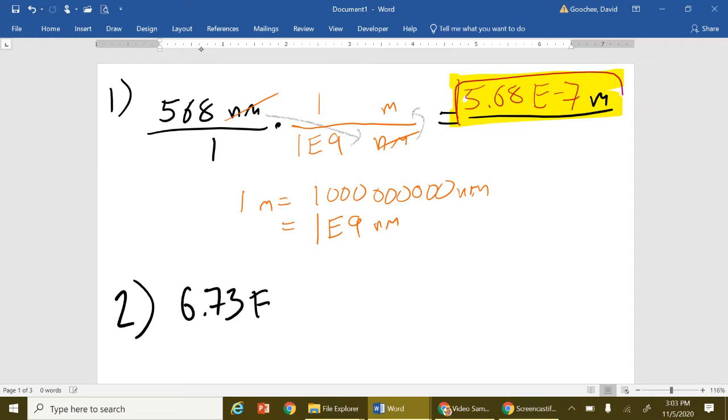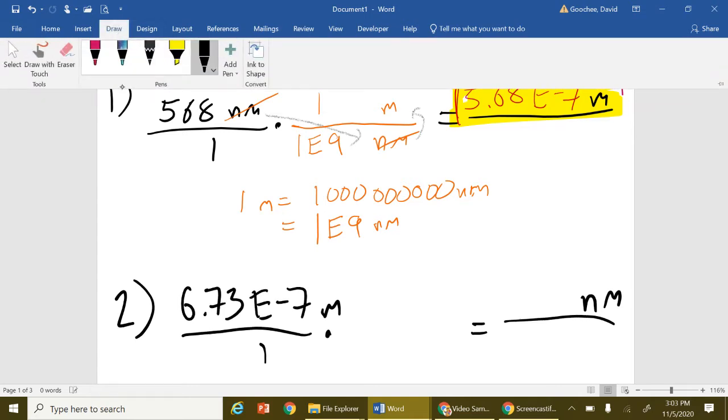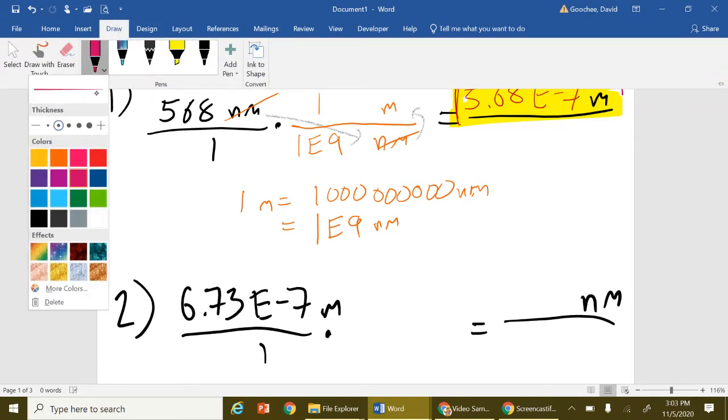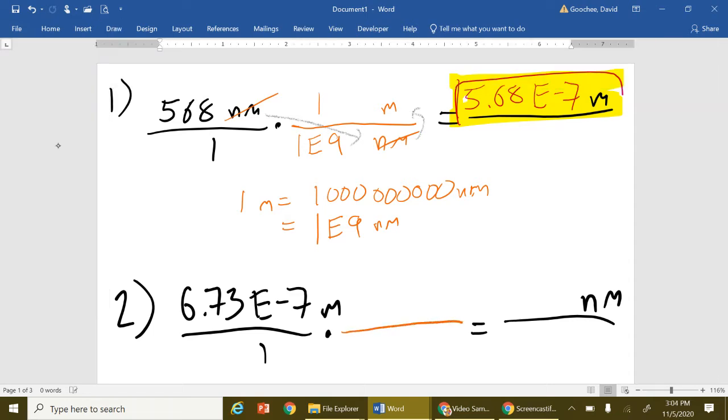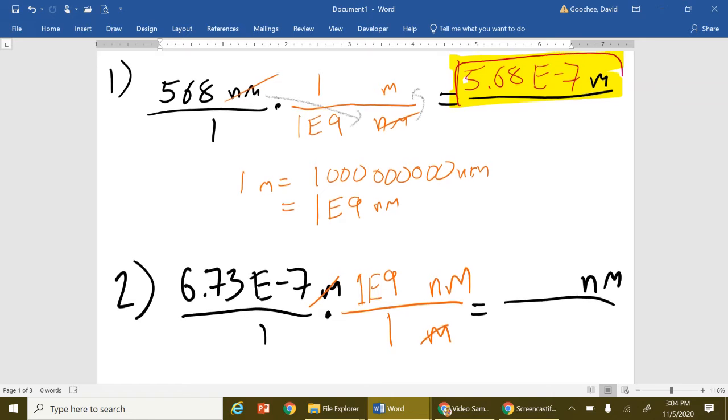6.73 times 10 to the negative 7th meters, and we're trying to convert this into nanometers. Well, again, you remember dimensional analysis. We want to get rid of meters, so it has to go on the bottom, and we want to convert into nanometers on top. So this time 1 meter goes on the bottom, and 1 times 10 to the 9th nanometers on top. So in this case, we're going to end up multiplying by 1,000,000,000.